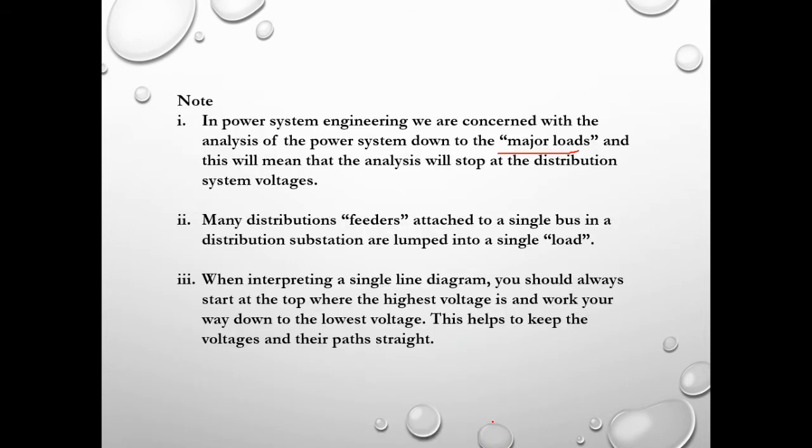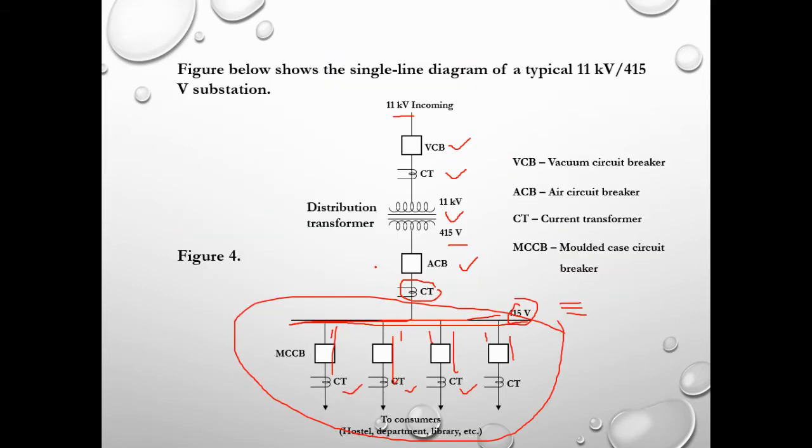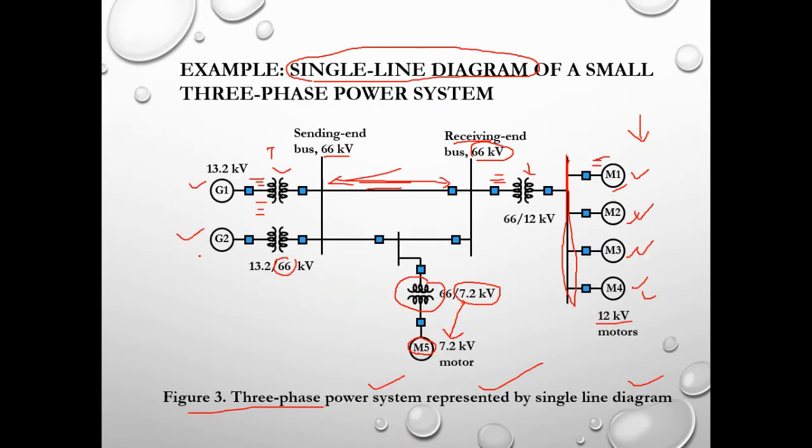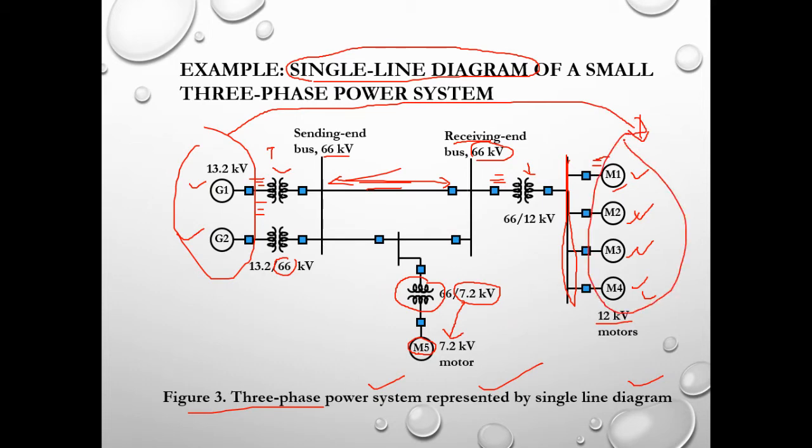When interpreting the single line diagram, you should always start at the top where the highest voltage is and work your way down to the lowest voltage. That helps to keep the voltages and their paths straight. So this is what I have mentioned earlier. We start with the highest voltage on top over here, 11 kV for example, so we go down to the lowest voltage and to the consumer. Or you may start from the left hand side, for example, at the generation, and go to the right hand side, the consumer or the load.